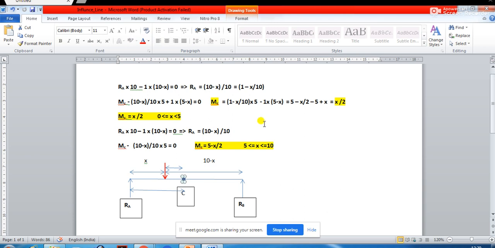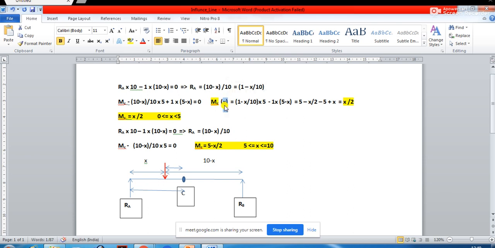That means when the load is moving between point A and point C, at that time what will be the moment? So basically you see, we are getting the moment as a function of x. So we are getting M_C(x) basically. If we put different values of x for this moment at C, then you are going to get the values of the influence line diagram ordinate.